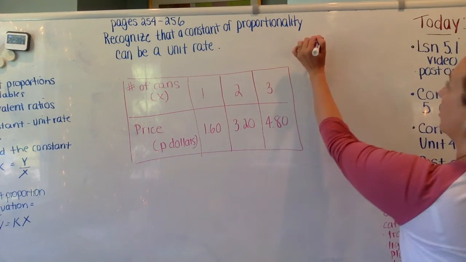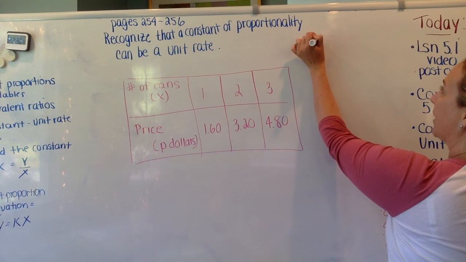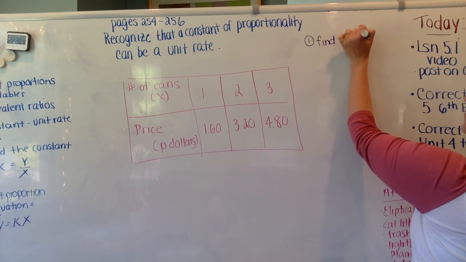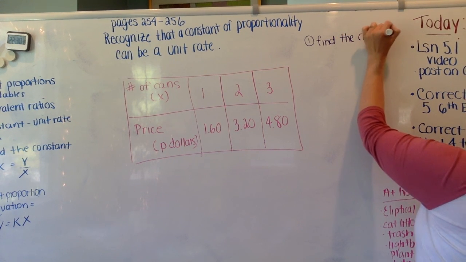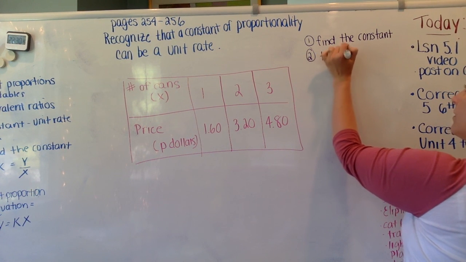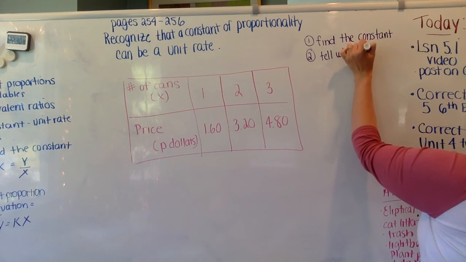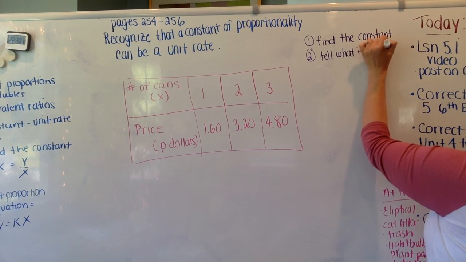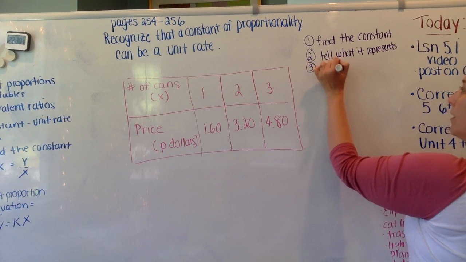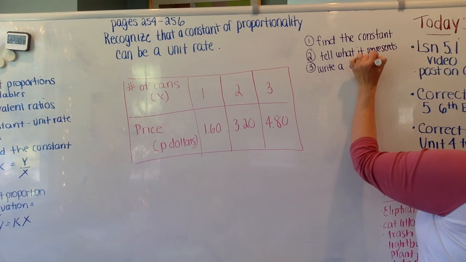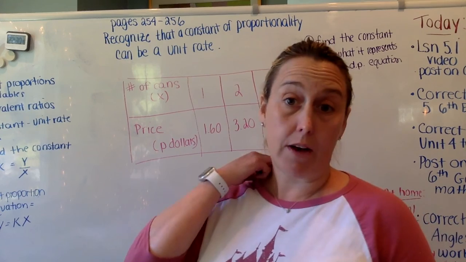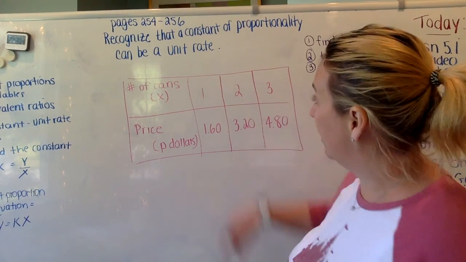So let me write, this is like a lot of things. So first, find the constant. Then it said tell what it represents. And then it said write, I'm going to cheat here, direct proportion equation. So how would you tackle trying to find out what the constant is in this table?